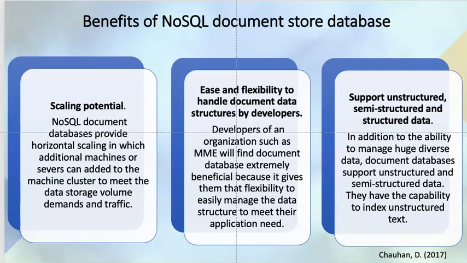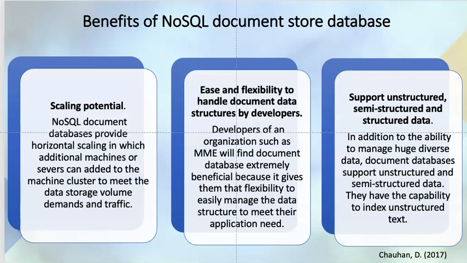So for an organization such as MMV, as the number of customers, the number of stock warehouses, the number of products, or the number of transactions increases, scaling will be required. NoSQL document store databases provide horizontal scaling, so there is that flexibility to add more inexpensive computers to meet the data load requirements.